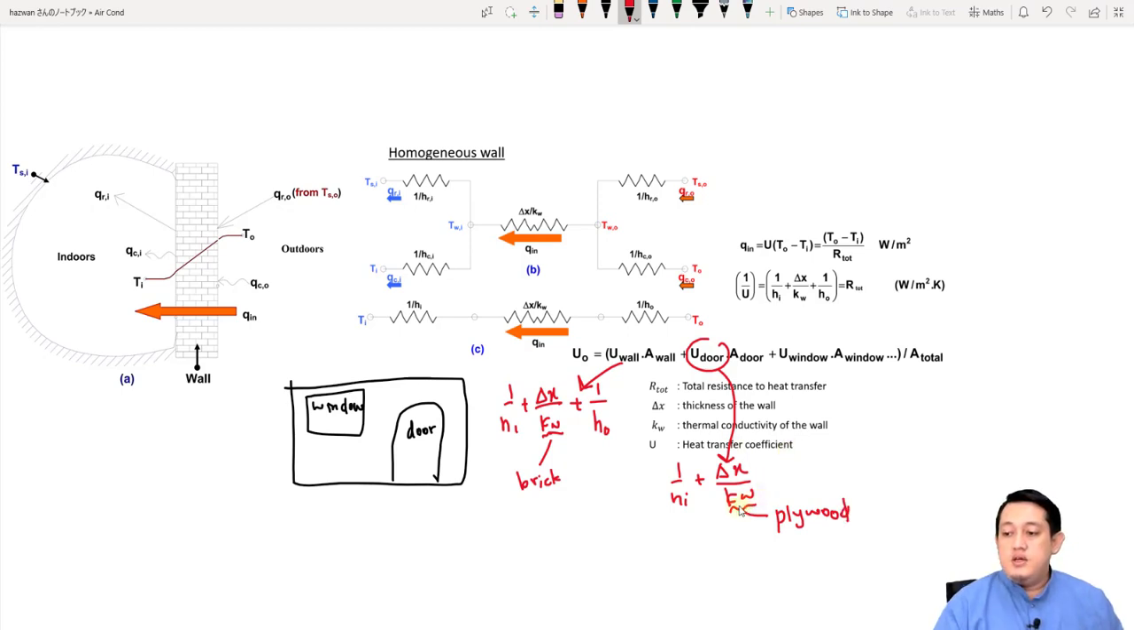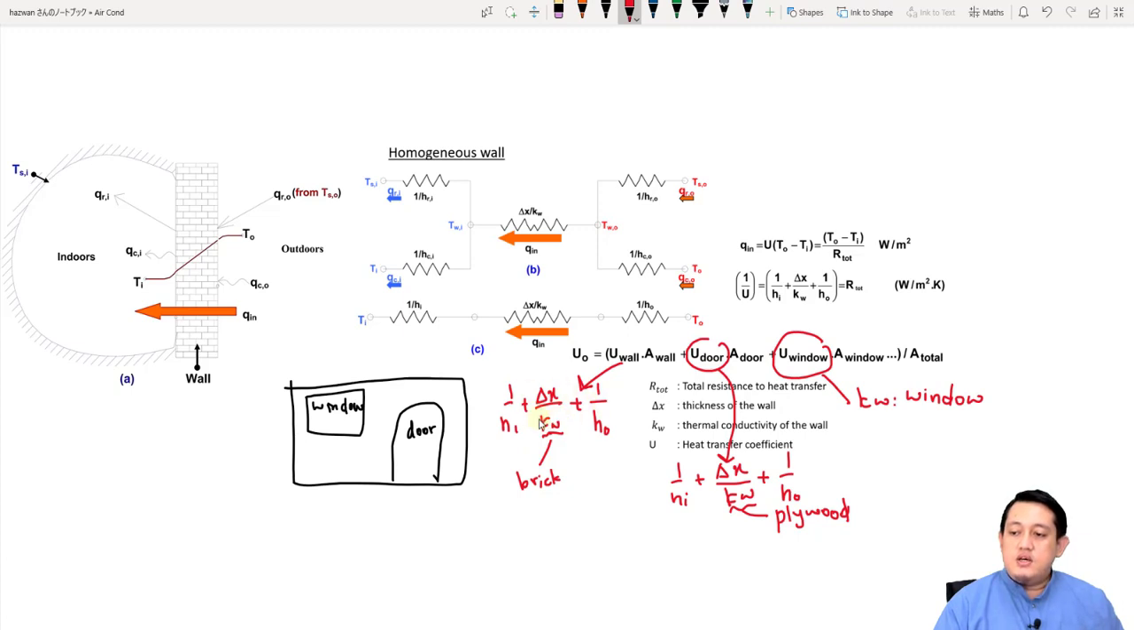So this one will be the thermal conductivity of the plywood here. This one will be the thickness of the plywood. And then plus 1 over h outside. Okay. So the window is also the same. So this one here, the window. The k_w here will be the k of the window. Okay, so we add.